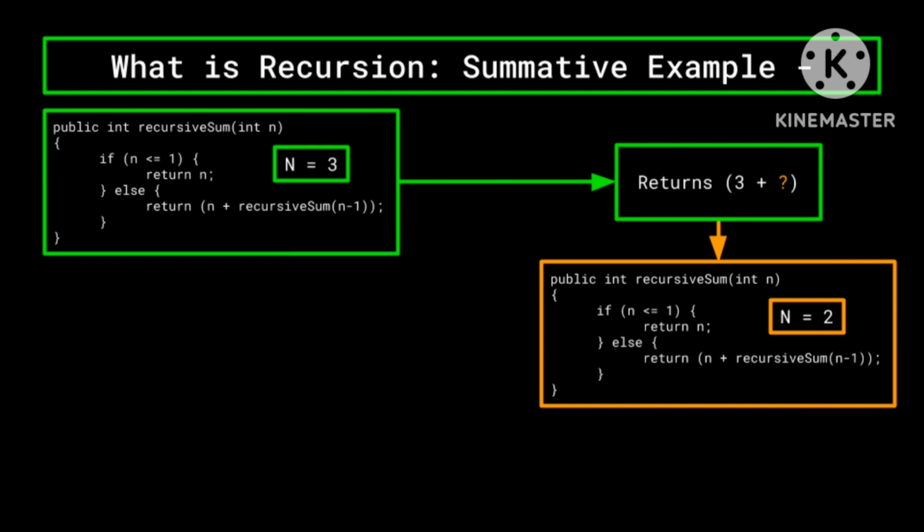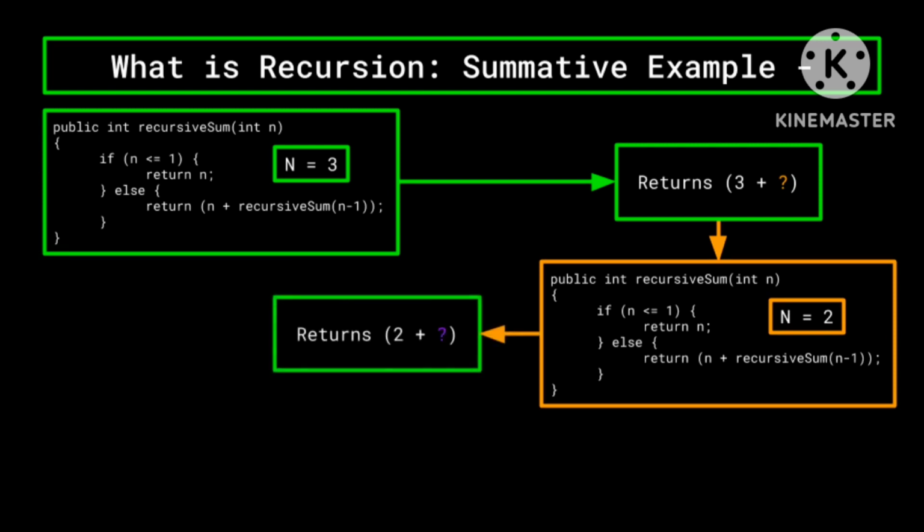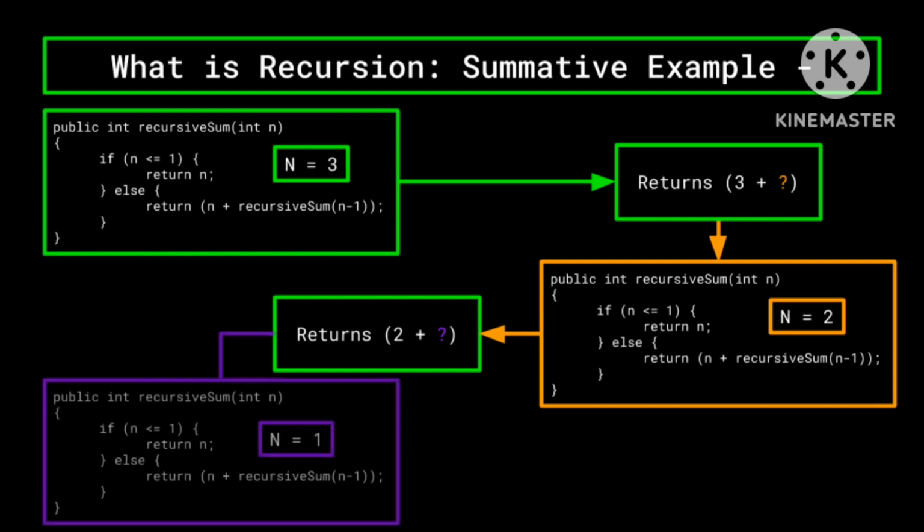Again, n is not less than or equal to 1, and so this function will go through the else statement and return 2 plus another recursive statement, in this case the returning value of recursive sum with an n of 1. So once again, we have to go through the recursive sum function to get that value that will be added to 2, and then returned and added to 3, and then returned. Hang in there, we're close.